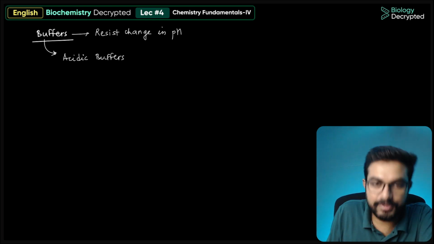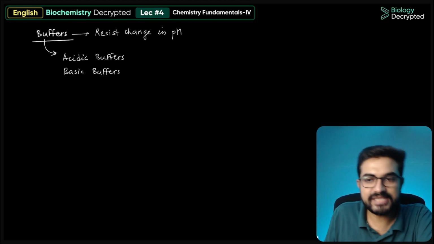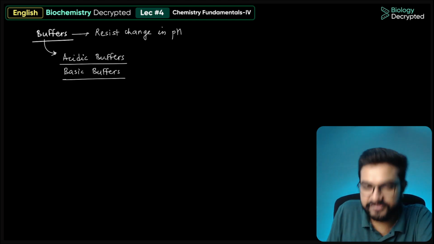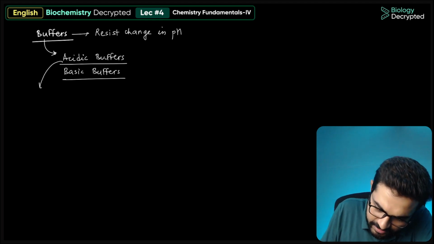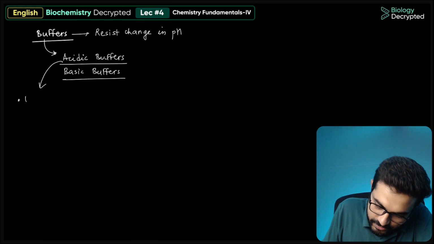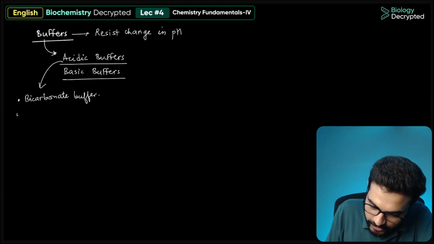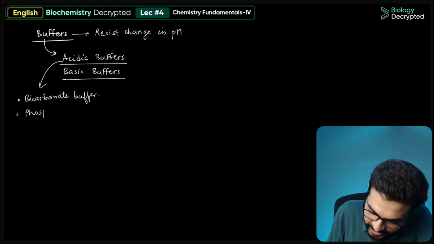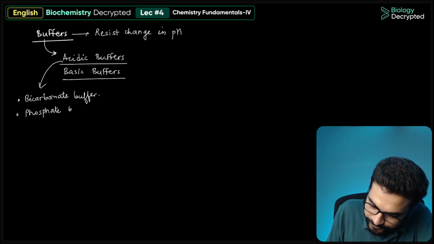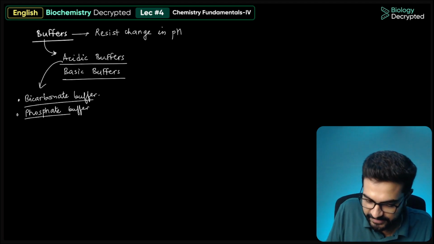there can be basic buffers. So yes, acidic buffers, basic buffers, etc. For example, if we take examples of physiological buffers, we have the bicarbonate buffer. We also have the phosphate buffer. These are examples of physiological buffers that we find in living systems.